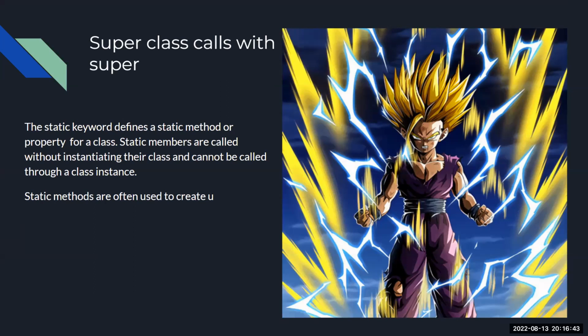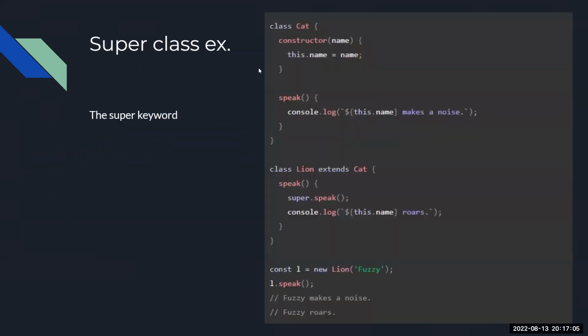Superclass calls with super. The super keyword is often used to call corresponding methods of superclass. This is an advantage over prototype-based inheritance. And here's an example of superclass calls with super. We can see here in the class Lion, which extends Cat, super is called right there.